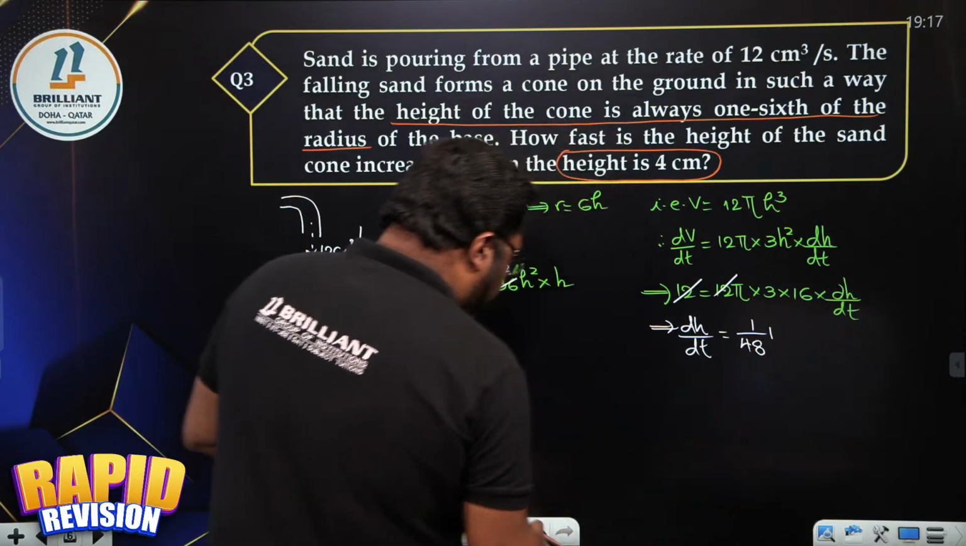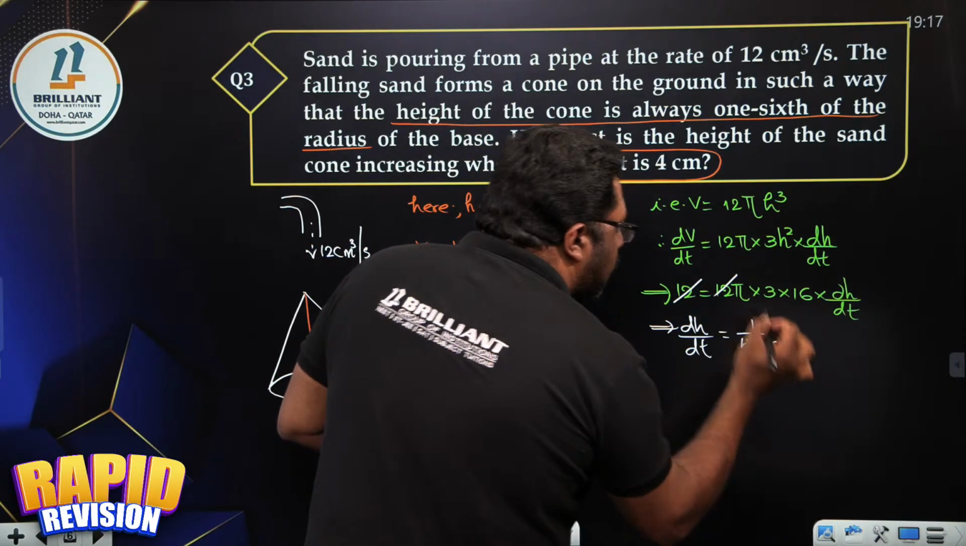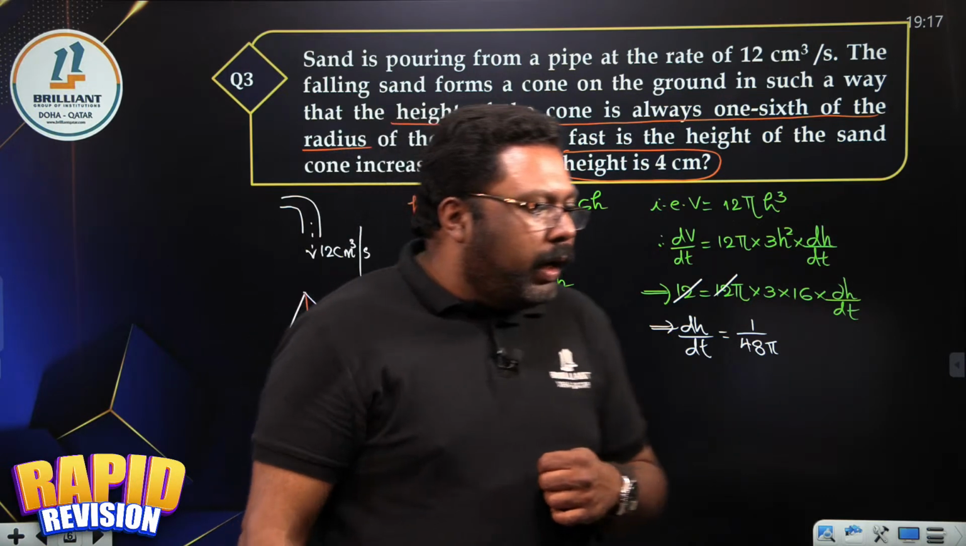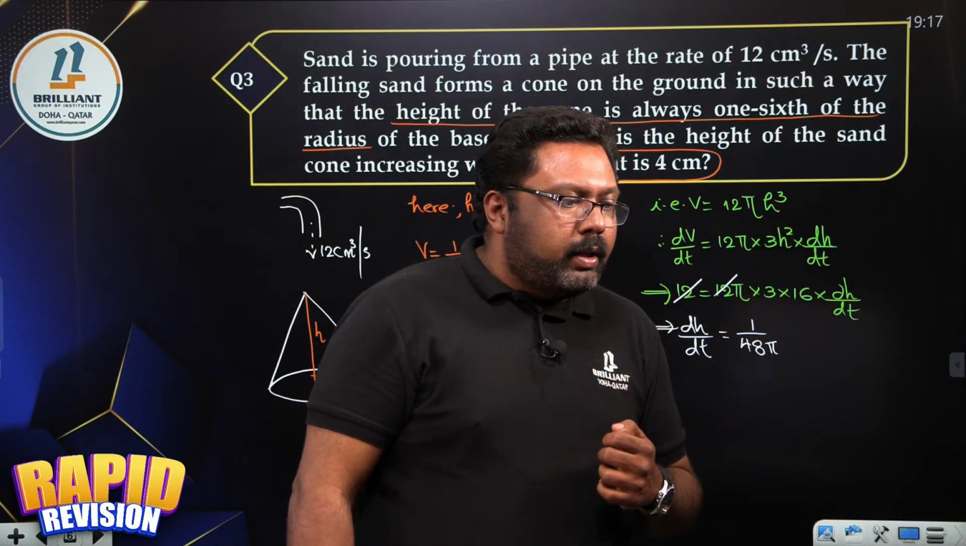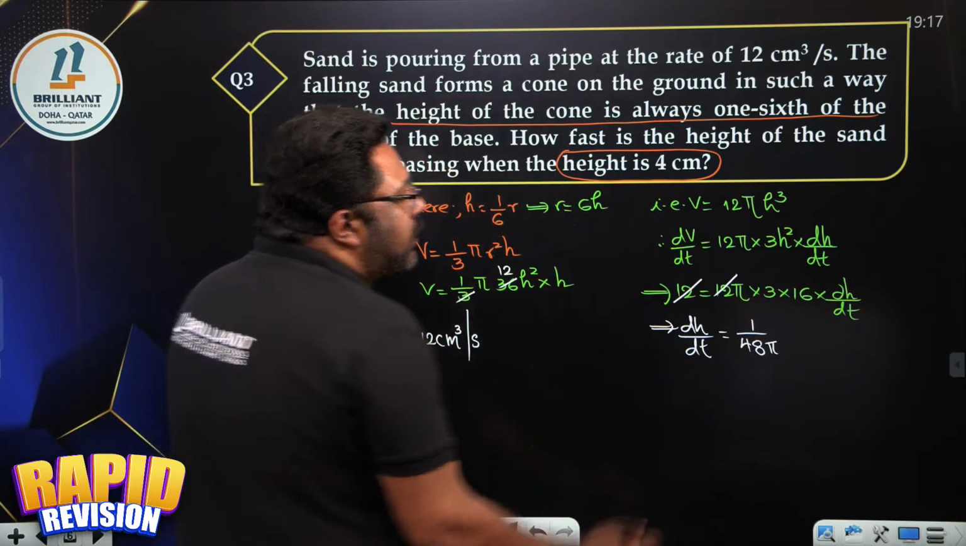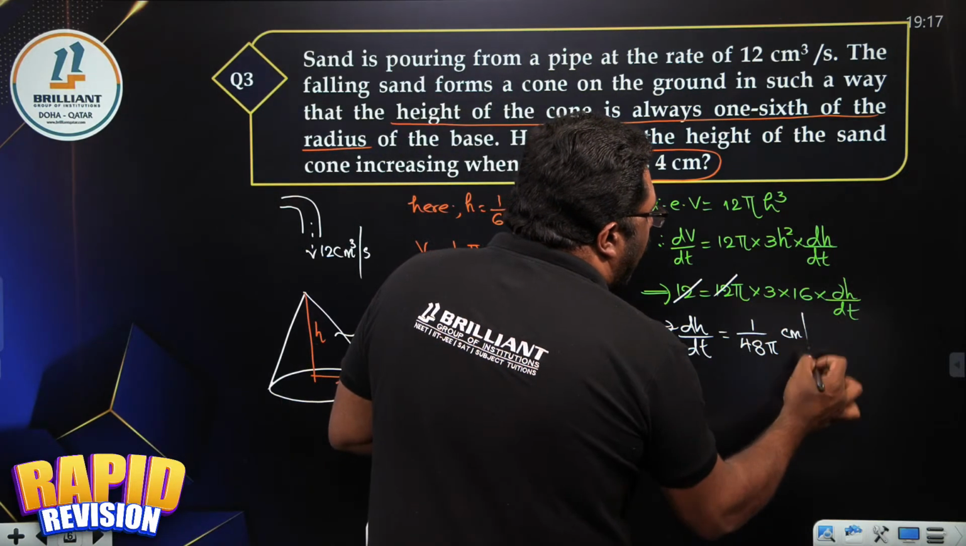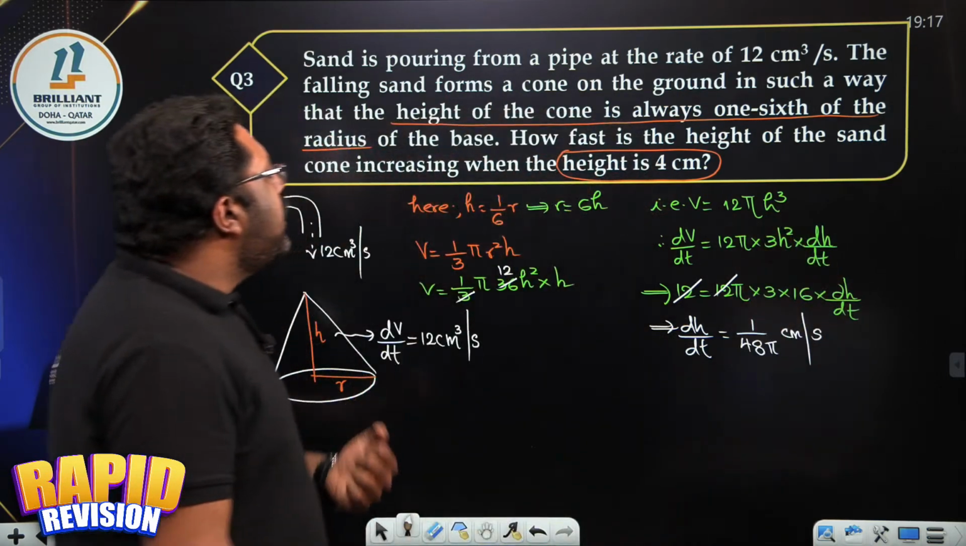1/48 pi. This answer was already given by Sarim and Vigneshwaran. Okay, they both gave this answer already. The change in the height is 1/48 pi centimeter per second.